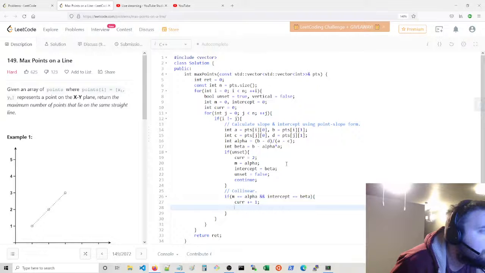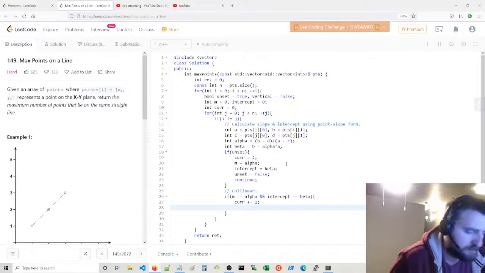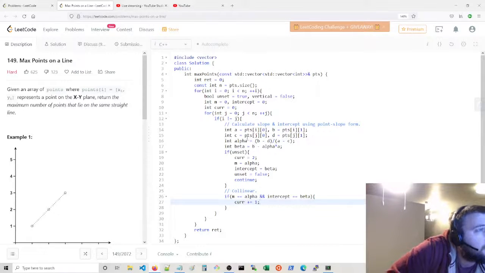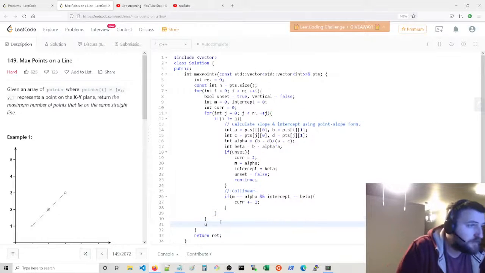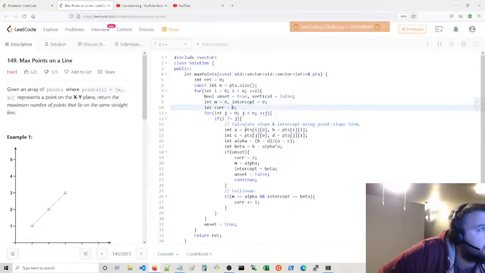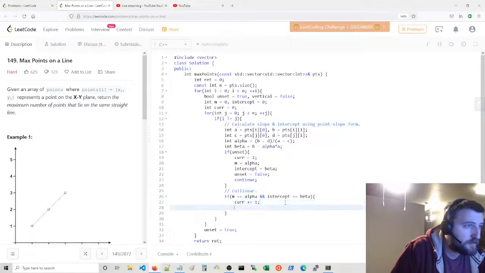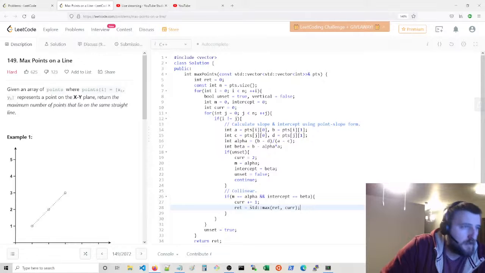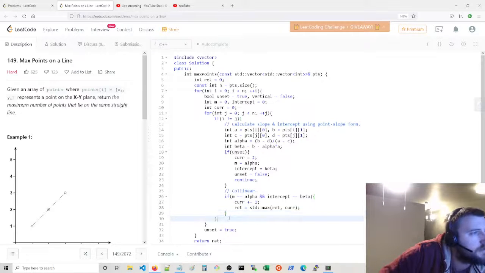I think that's it. I think that's all you got to do. You just say, and then you set unset back to true. Right, now you're going to reset m and intercept again. They're collinear, you increment 1, and then also say ret equals standard max of ret and current. And I think that's all you got to do.